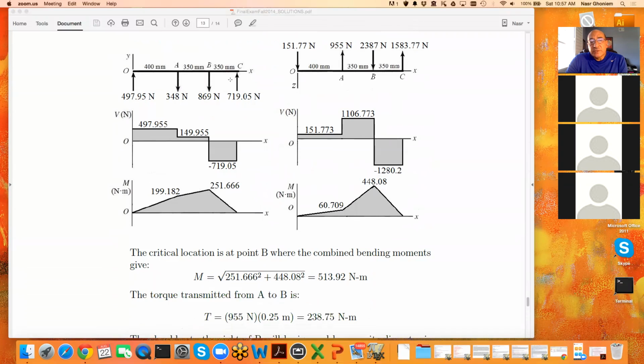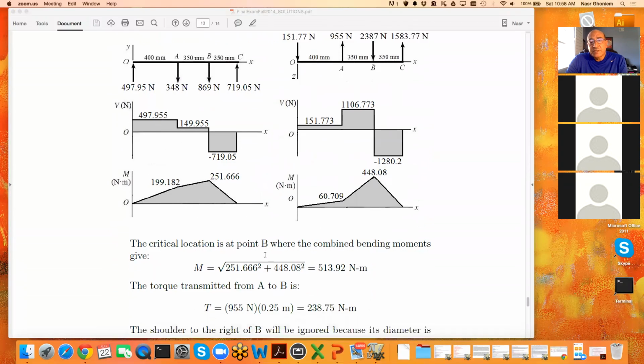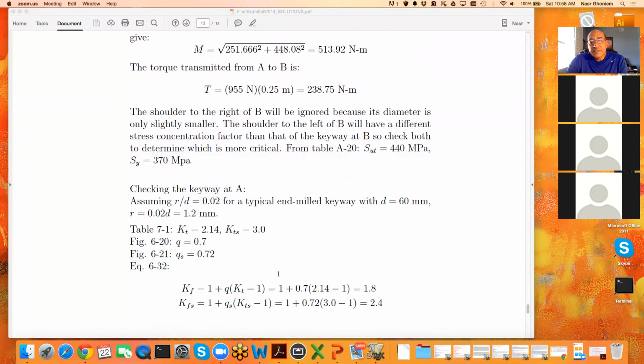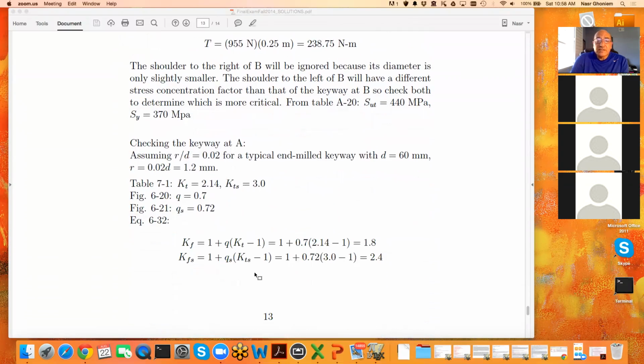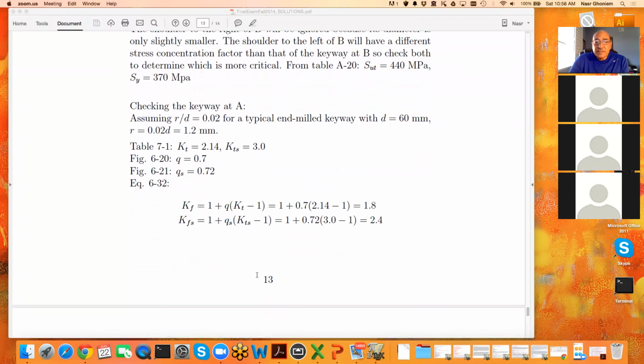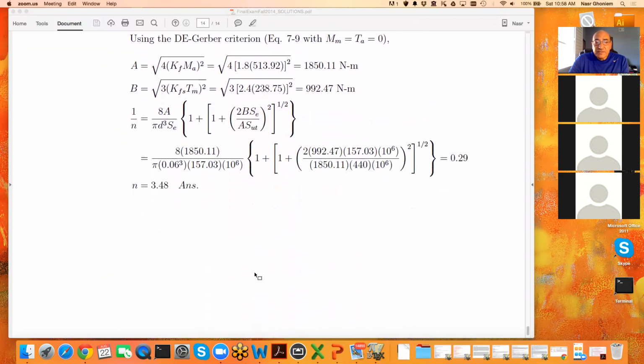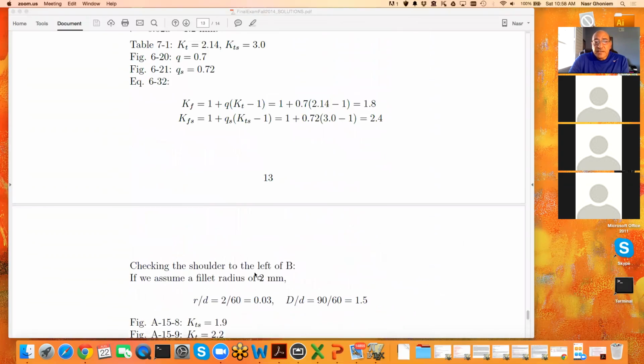So you have the concentrated force system. You have two planes, X-Y and Y-Z. And you have moments, and you have to figure out the location of maximum moment, take the square root of the sum of squares of those, and then also define the torque. And from these two, you can find the stresses. And then you have all kinds of factors here for stress concentration at the shoulders and the end mills and so forth. So that gives you a flavor of the types of problems.